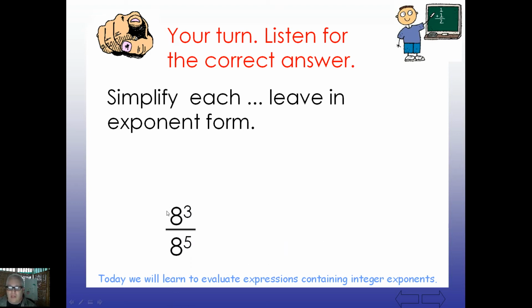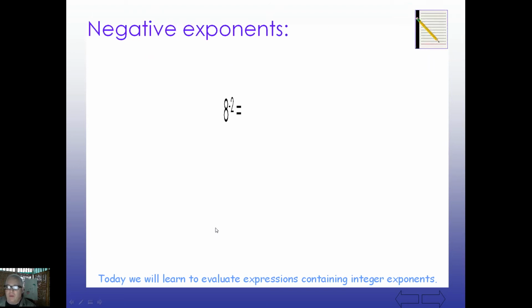And now, this is kind of a tricky one here because it looks like the number in the numerator is smaller than the number in the denominator, but that's okay. Just use a negative number for now. We're going to end up with 8 to the negative 2, right? What's 3 subtract 5? Negative 2. Now, that's going to lead us into this, negative exponents. 8 to the negative 2.